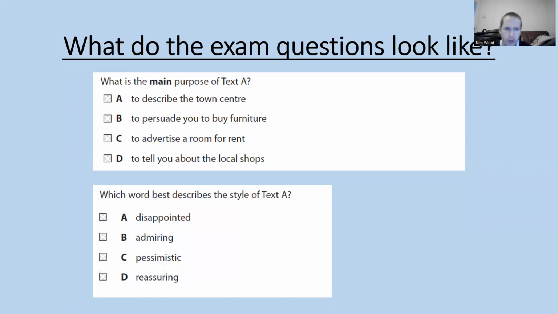And again, we've also got this, which word best describes the style of text A? Again, there might sometimes be language in there that we don't know. Do be aware that in the exam, you can have access to a dictionary. So you can use that dictionary if you wanted to look up the meaning of one of these words, not a problem. Is it disappointed? Is it admiring? Is it pessimistic? Is it reassuring? So these are what these questions look like. And most of the time, the actual tone or the idea is quite straightforward for us. But it's just to make you aware of what these are.